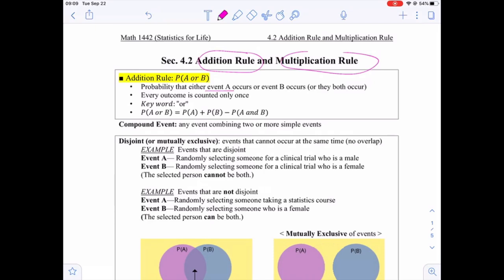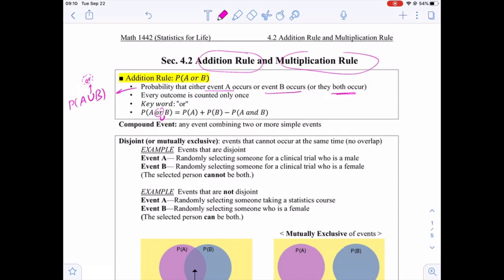Now, the probability that either event A occurs or event B occurs, or both of them occur, is the probability of A union B. This is read "A union B" or "A or B". When you see union, that means the occurrence of event A, or of event B, or both of them. So the keyword here is "or". Or means union, so we can replace it with this symbol, U.